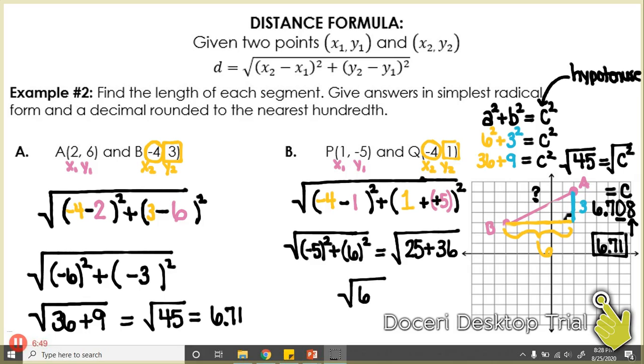And so we have to find the square root of 61 to the nearest hundredth. So I'm going to type square root 61 equals, and then my calculator says 7.810. This is the nearest hundredth. Since 0 is less than 5, it stays 7 and 81 hundredths. So the distance of line segment PQ would be 7 and 81 hundredths.